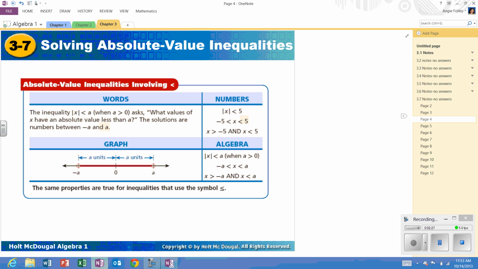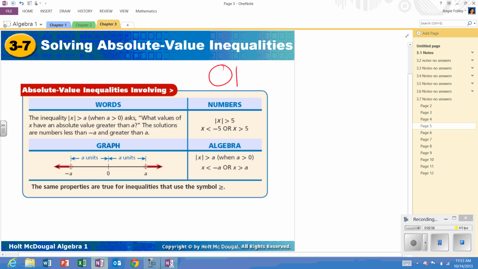Okay, so for our and inequalities, it's saying that the absolute value of the variable is less than some other side. Okay, so for example, I just said x, we can write it as -5 is less than x, which is less than 5, or we can say it as two inequalities. We can say x is greater than -5 and x is less than 5.